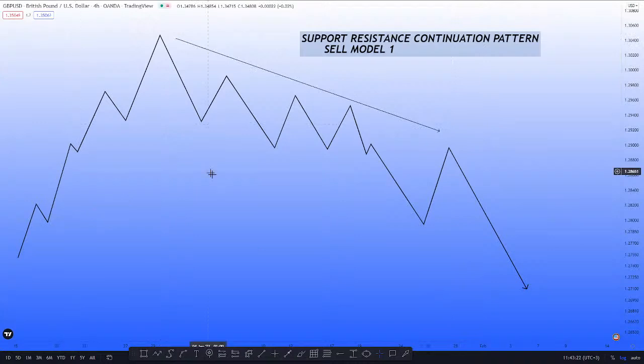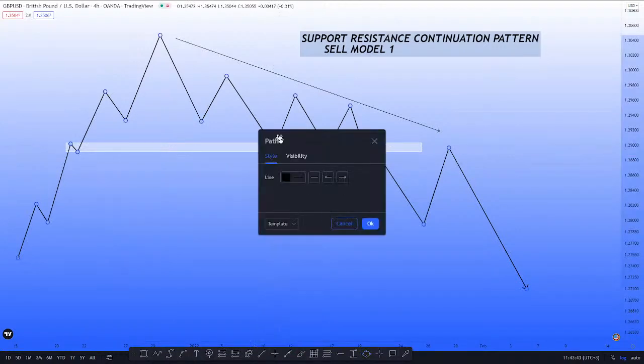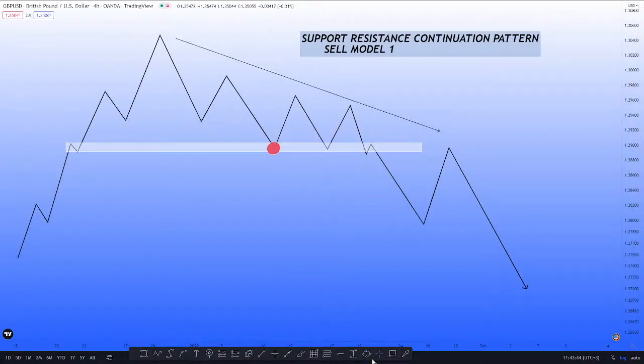Your zone must be on a very significant level. So the first thing is to identify a very significant level like this one. A lot of support, and some resistance. So your zone must be very significant. Those are support.